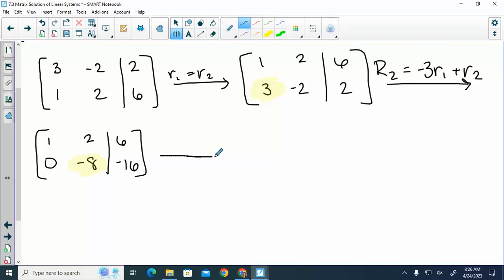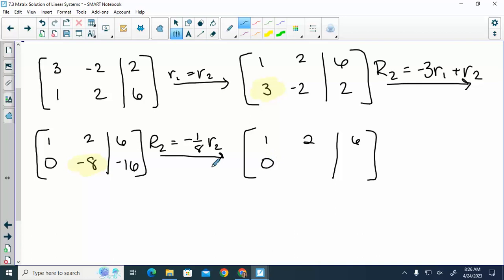Okay, multiply by 8. So to get a negative 8 into a 1, what do we multiply by? Negative 1/8. Just the reciprocal. So 0 times negative 1/8 is 0. Negative 8 times negative 1/8 is positive 1. Negative 16 times negative 1/8.